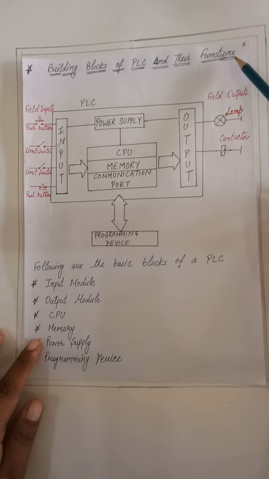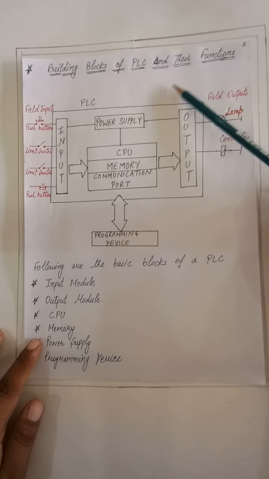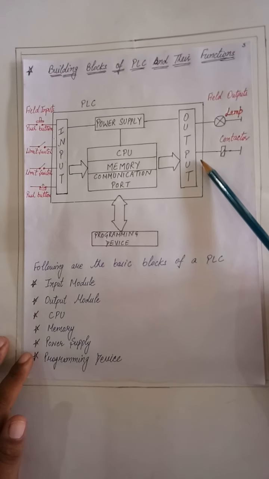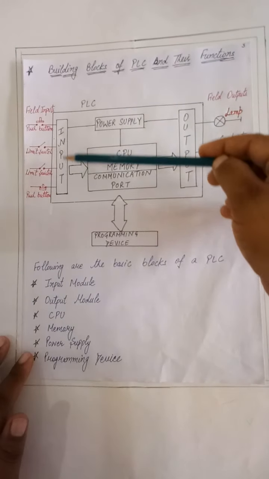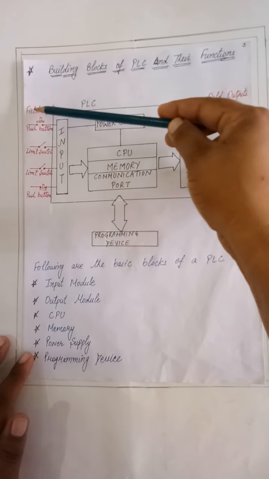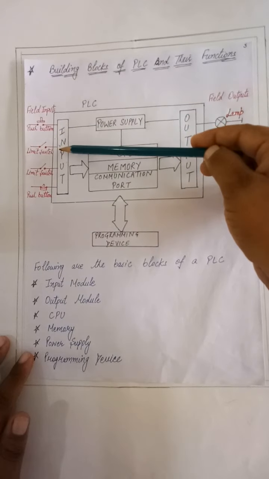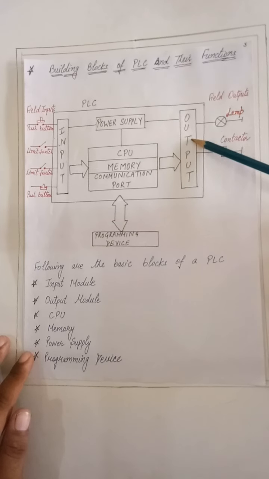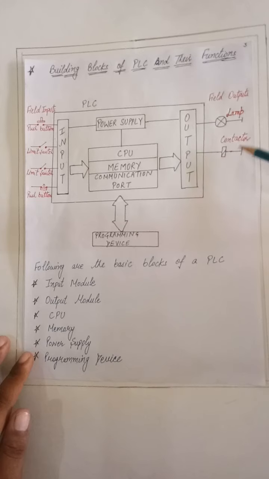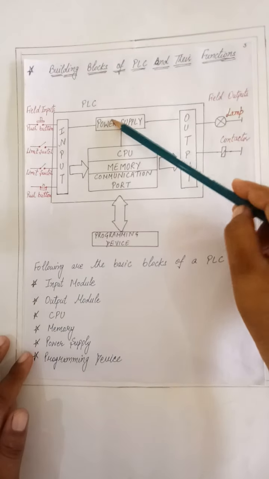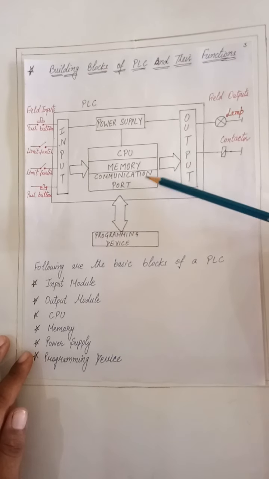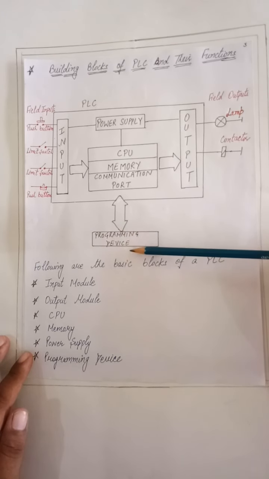Now we are going to discuss the building blocks of PLC and their functions. There are many blocks of PLC. This is the input module to which the field inputs like push buttons, limit switches are connected, and this is the output module to which the field outputs like lamps, contactors are connected. Power supply is connected to input module, output module, CPU, memory, communication port, and programming device.